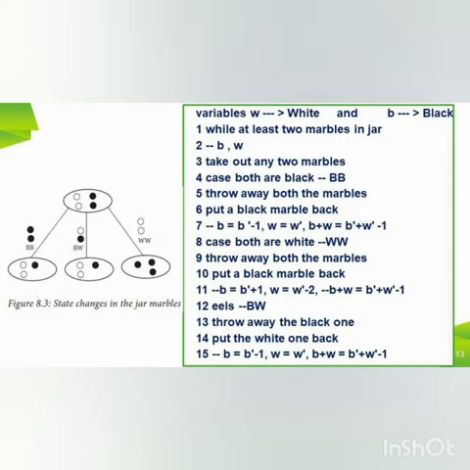Then W = W. So there is no change in white marbles. So W = W. Then the total number, B + W = B + W - 1. Here we have to reduce 1 marble from the total. So B + W = B + W - 1. Do you understand the concept here?